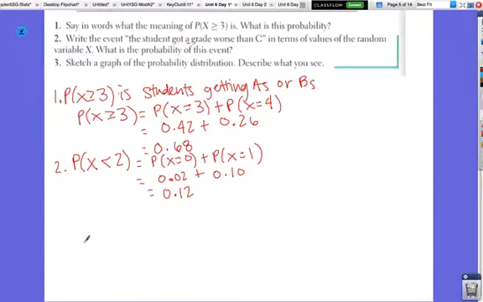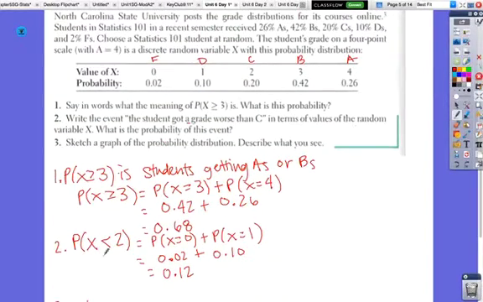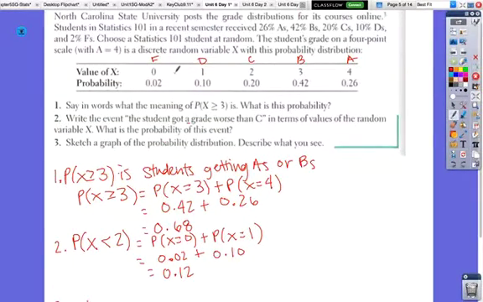Three asks you to sketch a graph of the probability distribution and describe what you see. So when you have to sketch a graph of a probability distribution, your best bet is to do a histogram. So if I look back at my table, I see that my y-axis should be no more than about 0.5 because my highest one is 0.42.